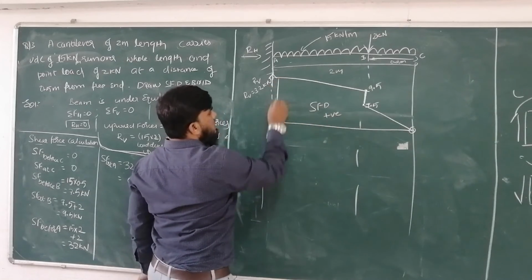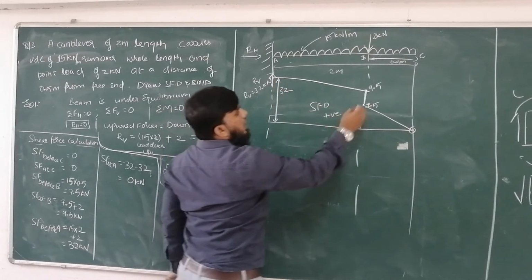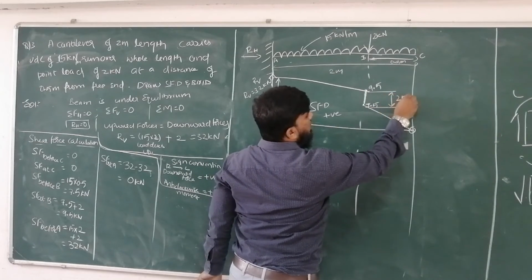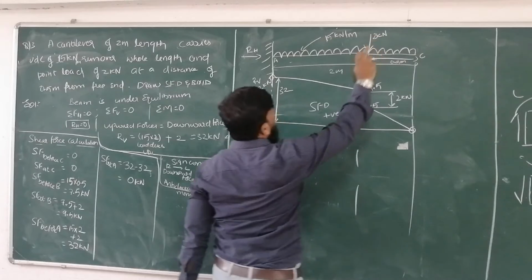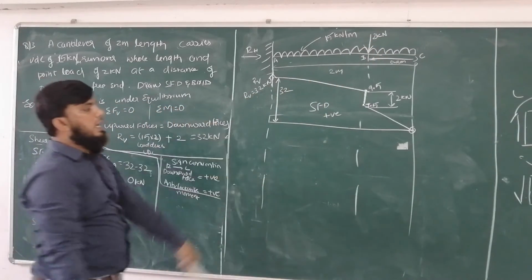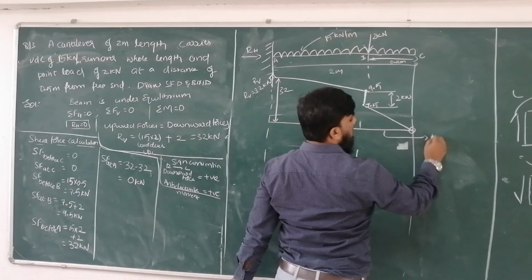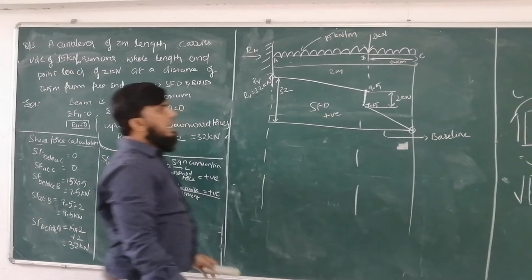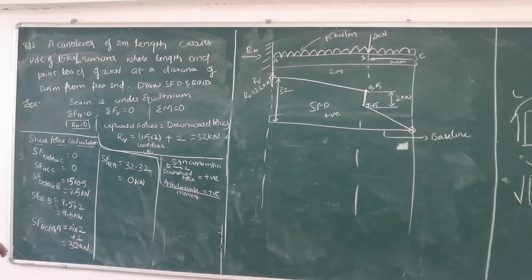The length of this is your 32. The length of this is your 2 units. To check that your problem is right, this 32 and this 32 are the same. And the whole problem is on the right side. This is your baseline. So with this we completed the shear force diagram.